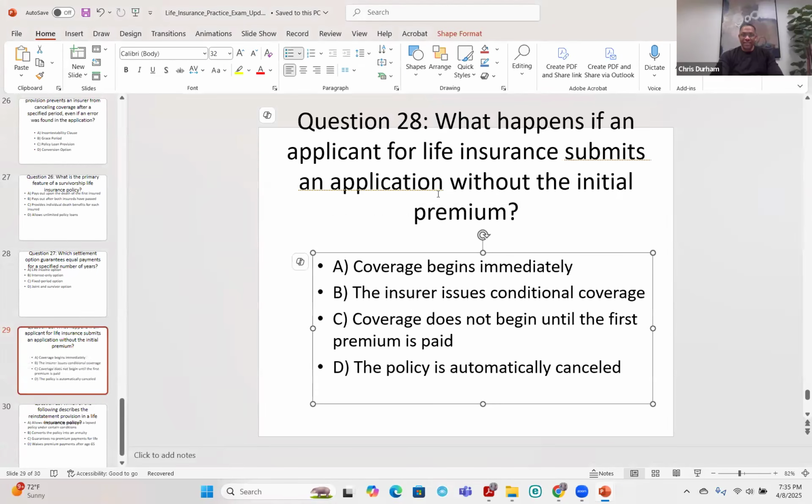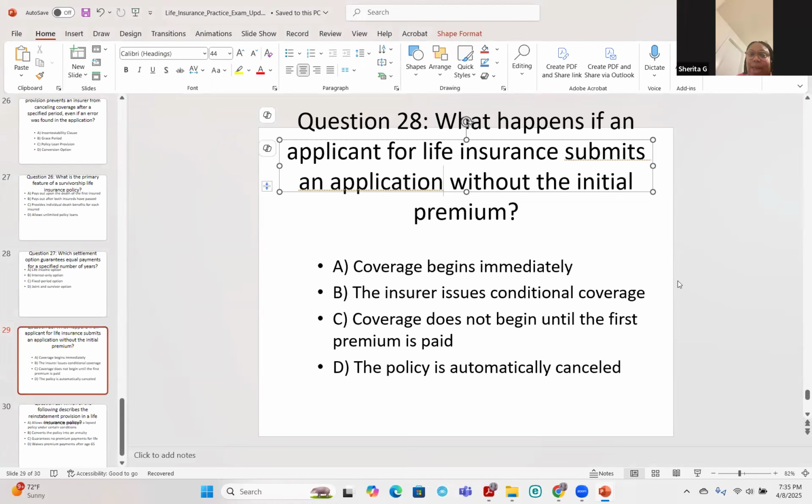All right. What happens if an applicant for life insurance submits an application without the initial premium? Coverage does not begin until the first premium is paid. Yep.